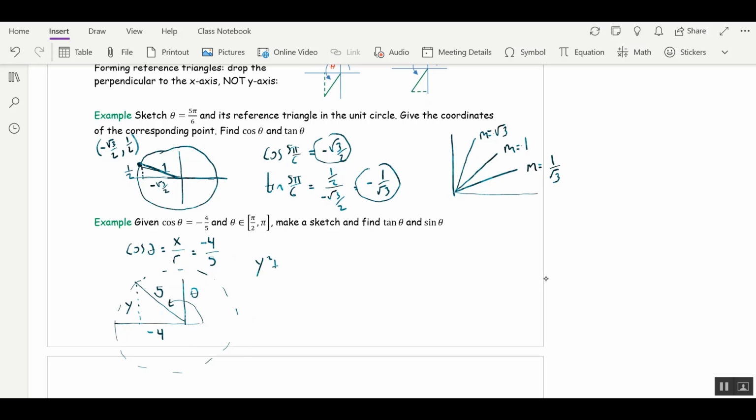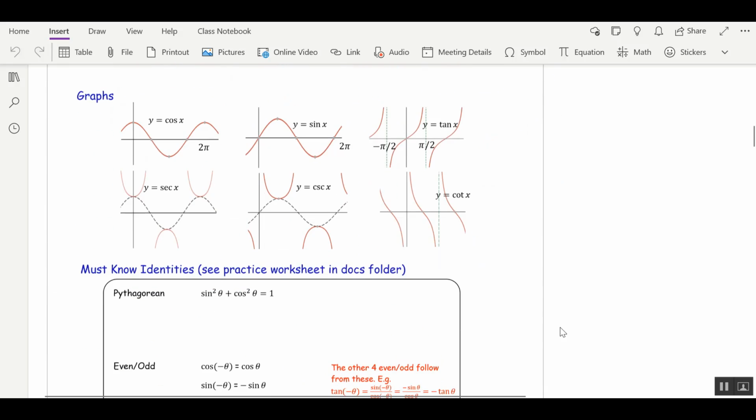Y squared plus negative 4 squared is 5 squared. So that's y squared plus 16 is 25. So y squared is 9. So y is plus or minus 3. All right, well, I'm in quadrant 2, so I know y is positive. So I'm going to erase this and put a 3. That's all I need to fill in tangent theta and sine theta. So let's do sine first. Sine theta is y over r, 3 over 5. Tangent theta is y over x, so that's negative 3/4. Okay, the next page is really just reference for you.